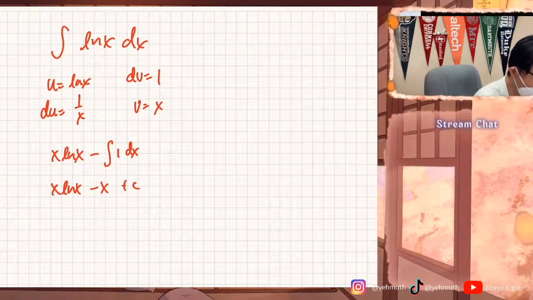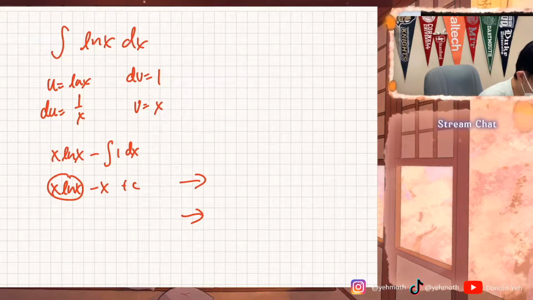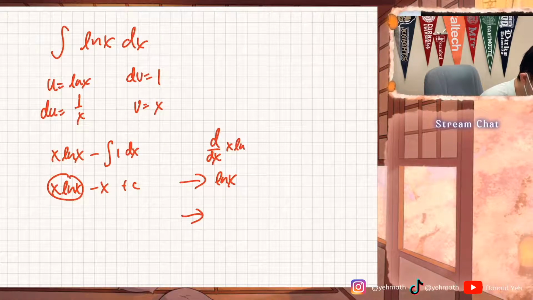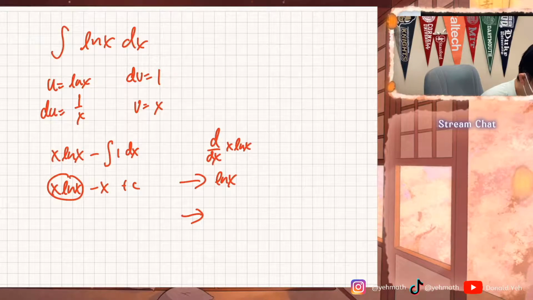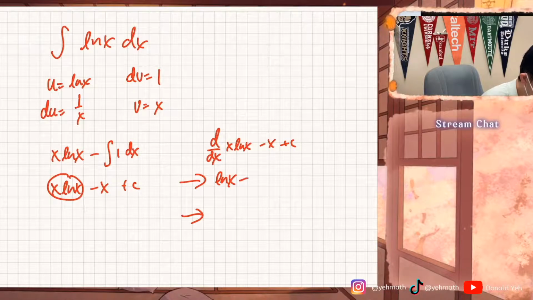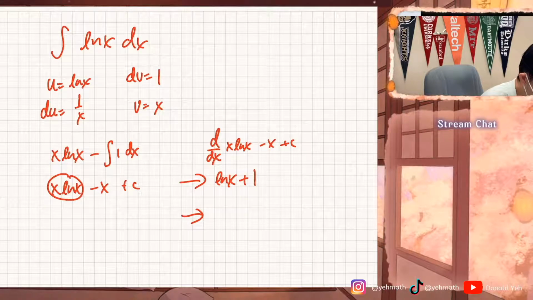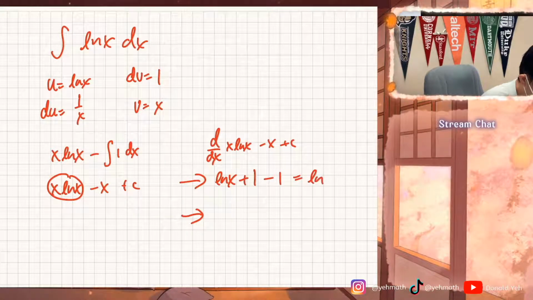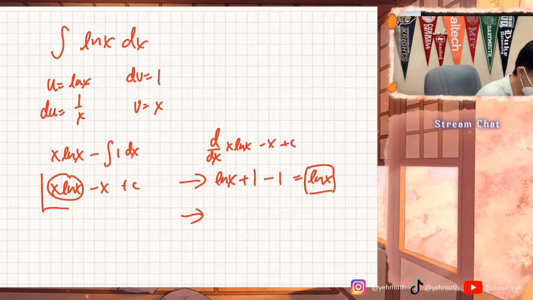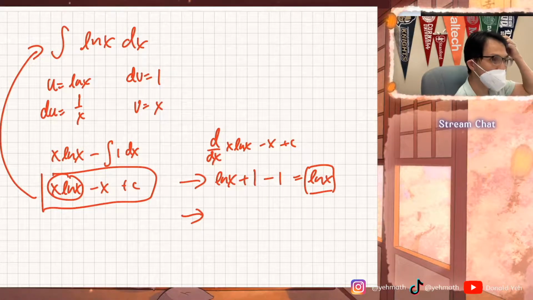Now, if you pay attention, let's take a derivative of this. There's a product rule here. So it'll be the derivative of x ln of x minus x plus c. This is ln of x plus 1, minus 1, which is equal to ln of x. So it went back to ln of x. So we know that this is the integral of natural log of x.